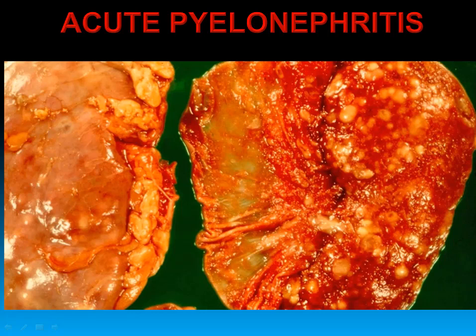In case of the hematogenous descending route of infection, the abscess is mostly located in the upper pole. In case of the ascending route, abscesses are mostly located in the lower pole of the kidney.